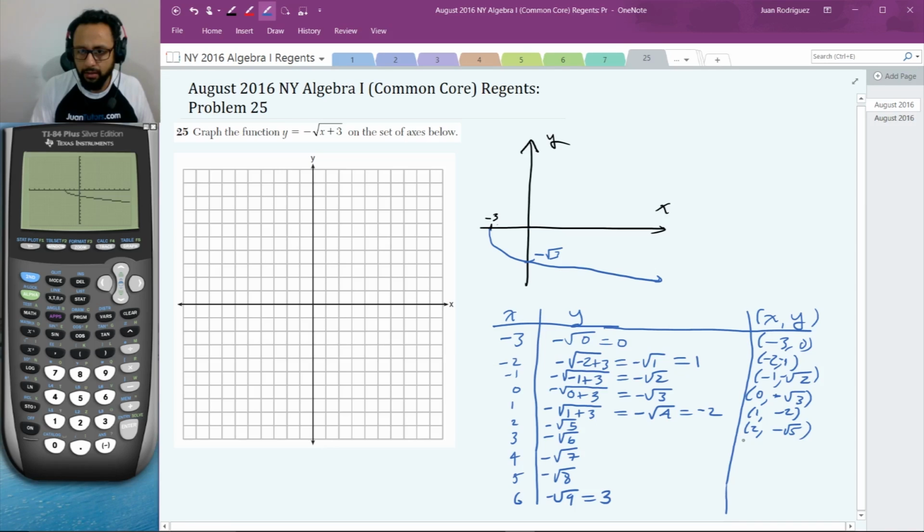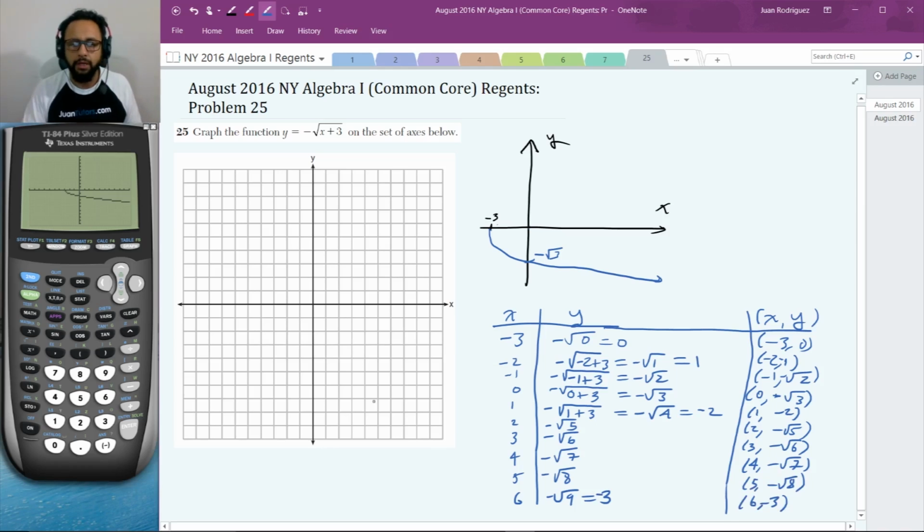5; 3, negative radical 6; 4, negative radical 7; 5, negative radical 8; and 6, negative 3. Sorry, negative 3. Okay, cool. So what am I going to do here?